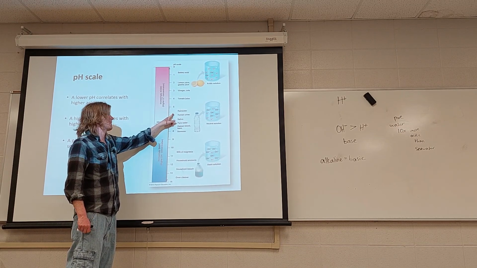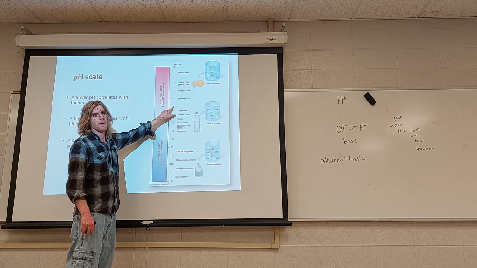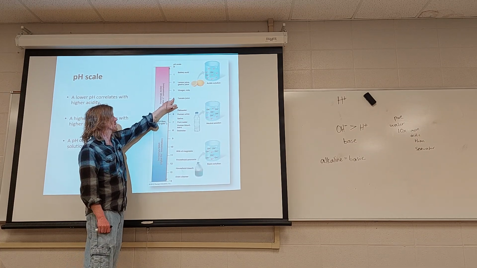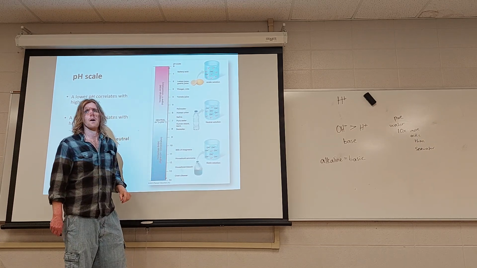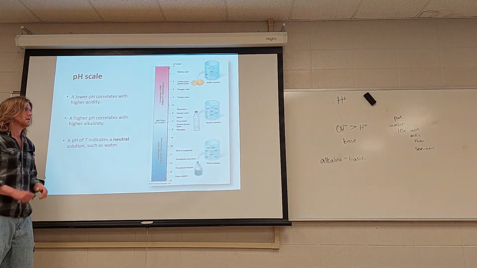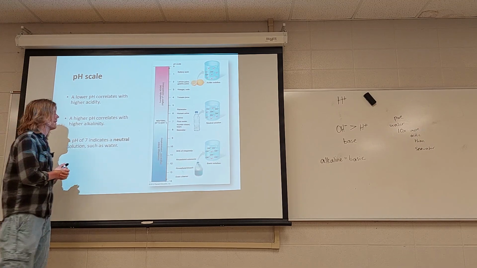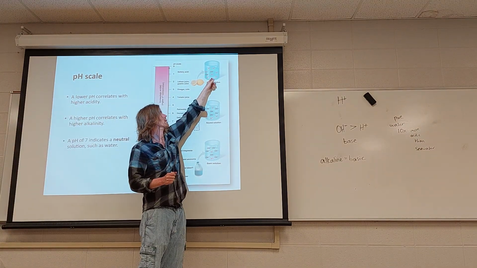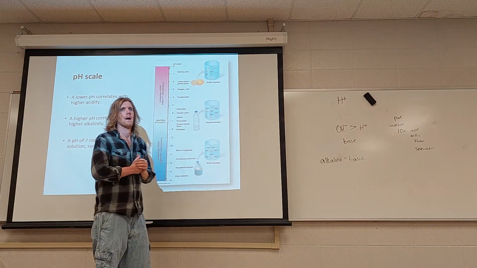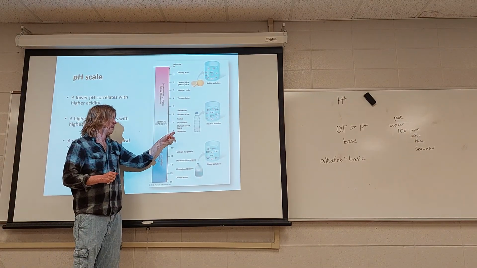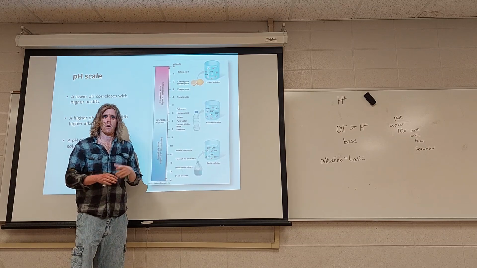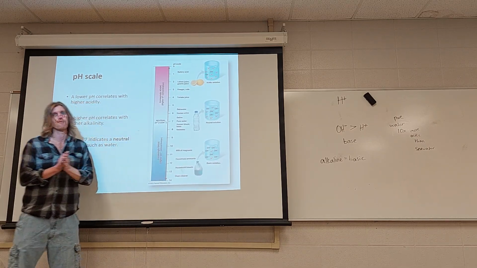Urine is 100 times more acidic. This is 1,000. Tomato juice is 10,000. Soda is 100,000 times more acidic than seawater. That means that there's 100,000 times more hydrogen ions than you have in seawater. And so that's how the scale works. It goes by powers of 10.